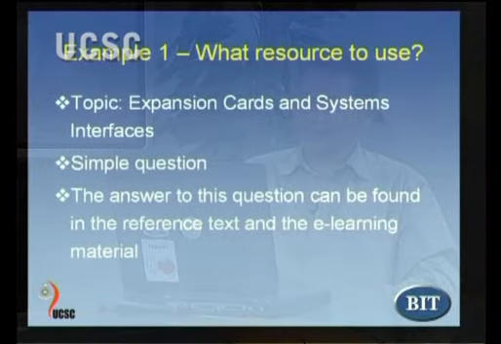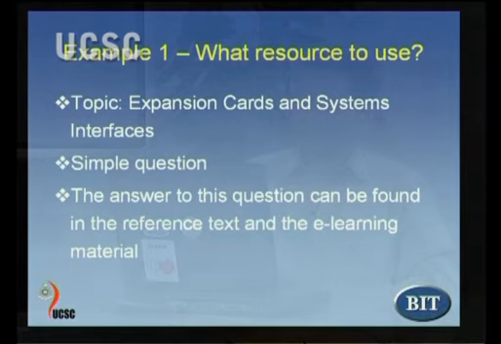With respect to this particular question, how do you locate the solution if you are not sure? It covers the topic of expansion cards and system interfaces. So students should look at this part of the syllabus as well as the content we have given them, which is in the textbooks we have recommended. We have an LMS, a learning management system, and also we have issued a guidebook which can be downloaded from the LMS for students.